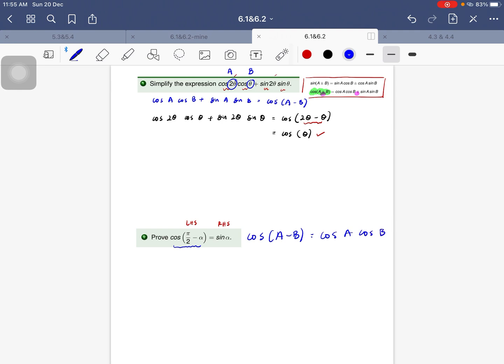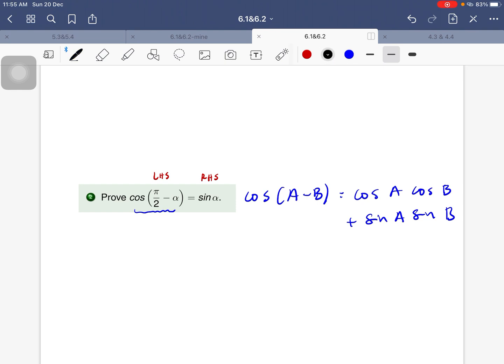So let's write the formula: if I have cos of A minus B, that is going to equal cos A cos B, plus sine A sine B. Note the minus at the bottom becomes a plus. Okay, now I'm going to start substituting. For this case, what is my A? My A is pi over 2, and B is alpha. So when I apply the formula, cos of pi over 2 minus alpha equals cos of pi over 2, cos alpha, plus sine pi over 2, sine alpha.